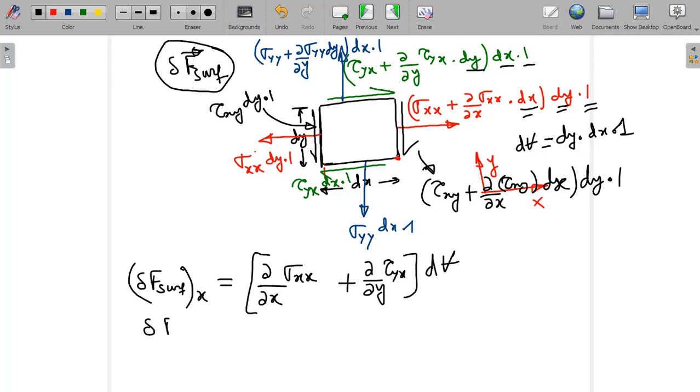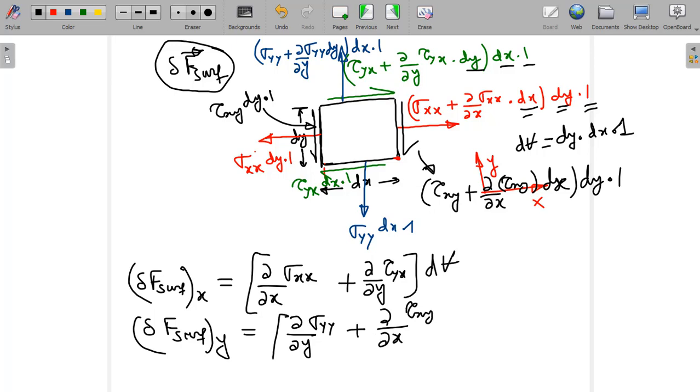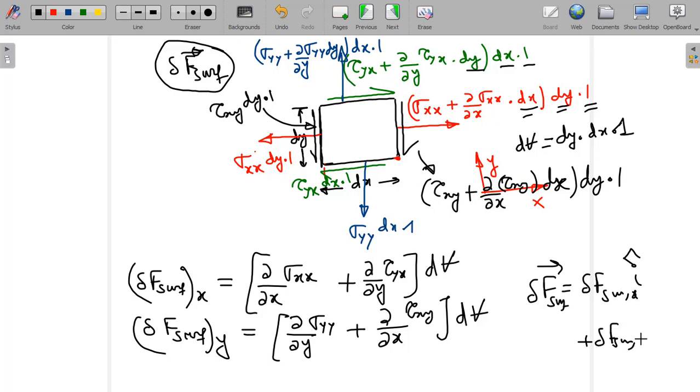Similarly, you can write the surface force acting in the y direction, considering sigma yy and tau xy. If you do that, what you are going to get is del del y of sigma yy plus del del x of tau xy into dv. Okay, now what is the del f then? It is clear that del f surface is del f surface x i and del f surface y component, that is the j.